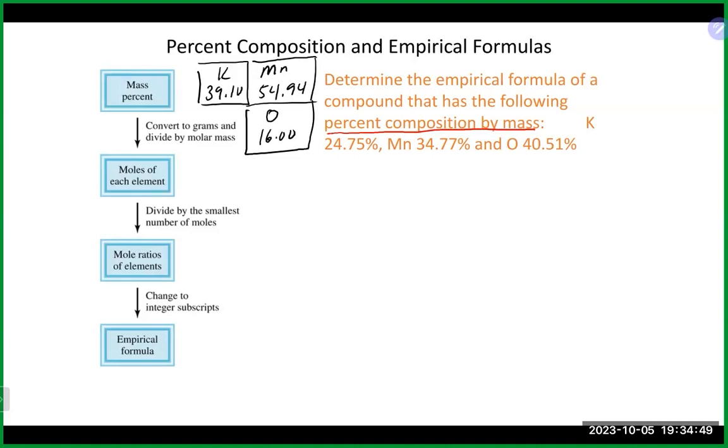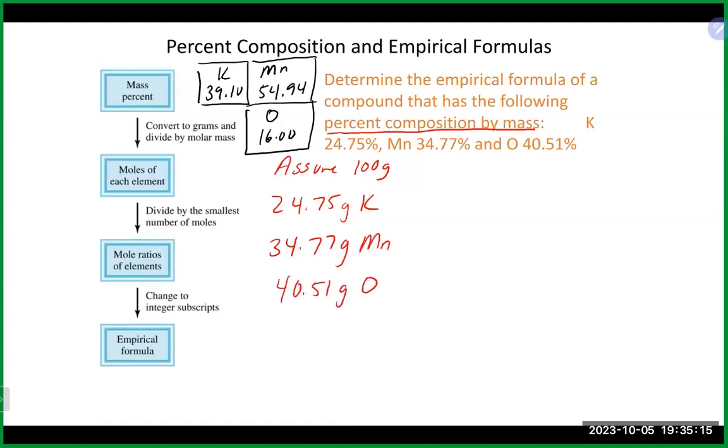With that being said, we're going to turn these into grams, which is really our first step, and we're just going to assume 100 grams. So that keeps basically the percentages the same numbers as the grams. So that means I have essentially 24.75 grams of potassium, 34.77 grams of Mn, and 40.51 grams of oxygen.